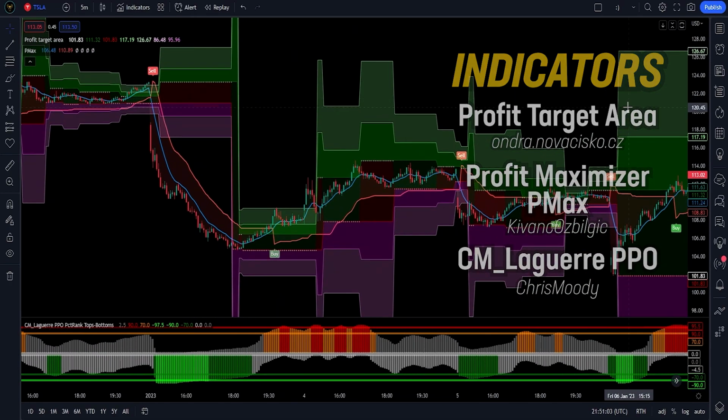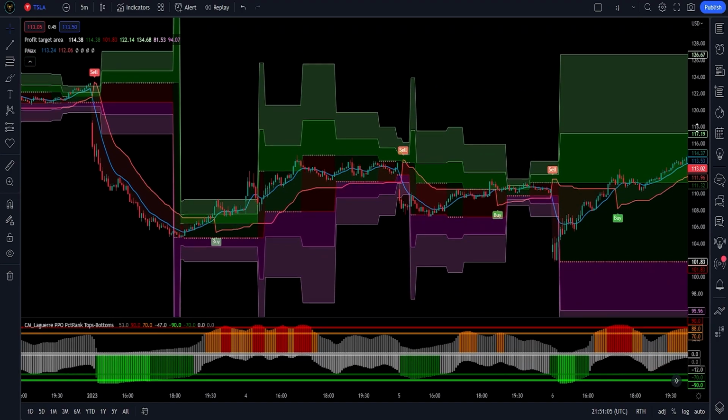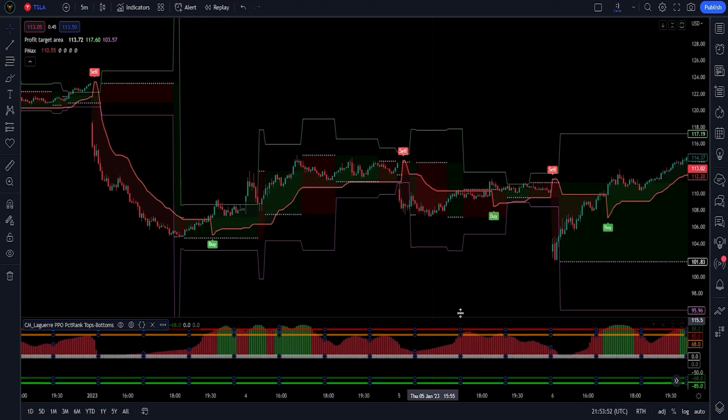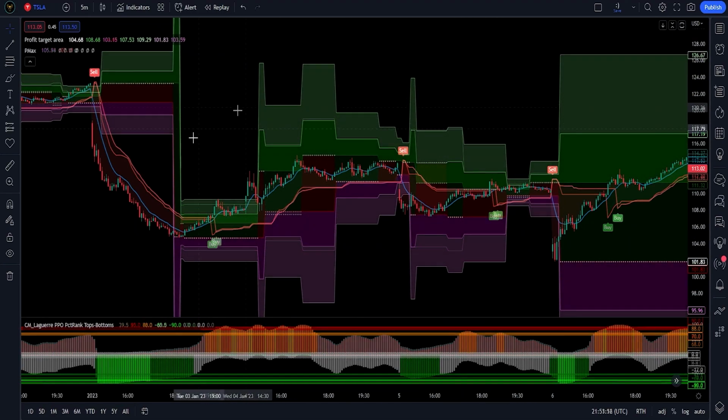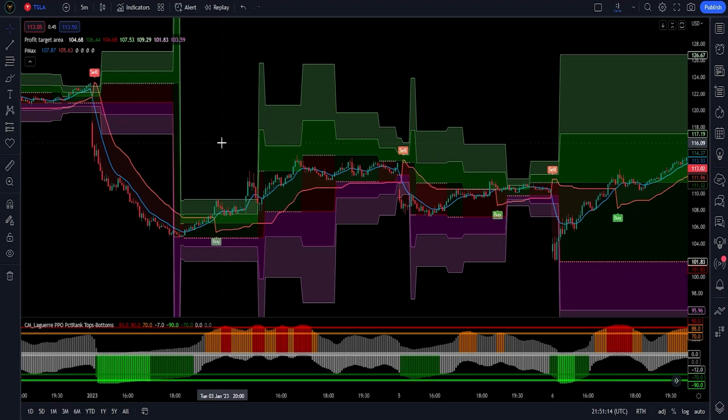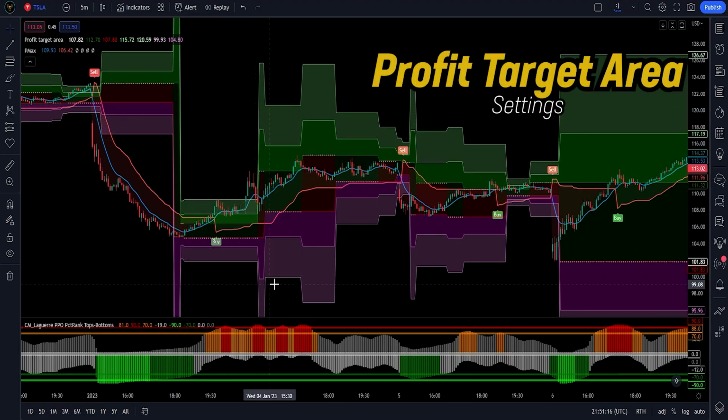If you are intimidated by this chart, don't worry, because I will show you how to turn this indicator setup into this version, and we will achieve that by changing a few settings for each of our indicators. The first indicator we want to change is our Profit Target Area indicator. This indicator adds these green and purple target lines and areas. We open this indicator's settings by double-clicking one of these lines or one of these area borders.